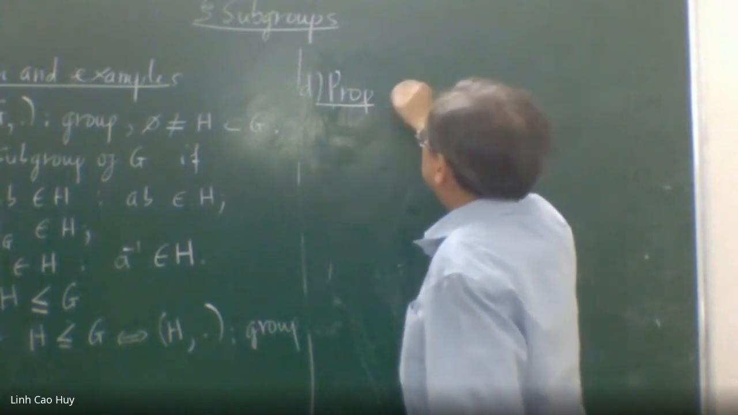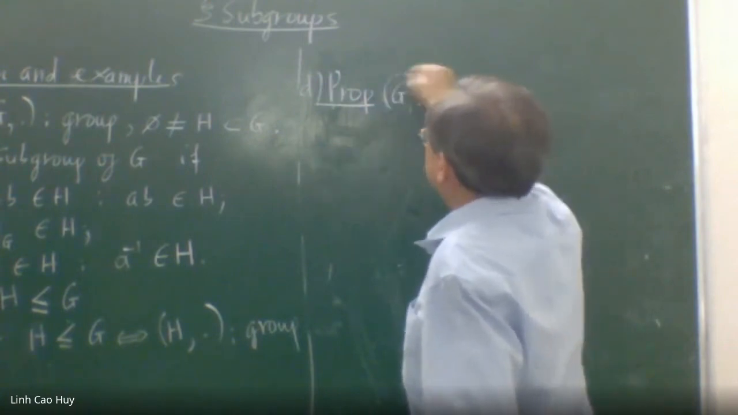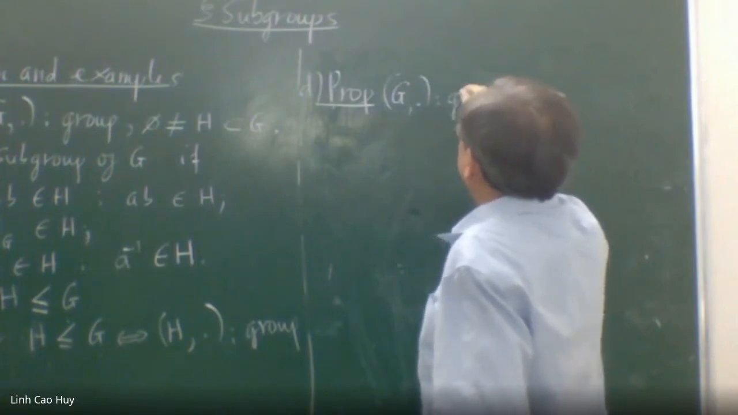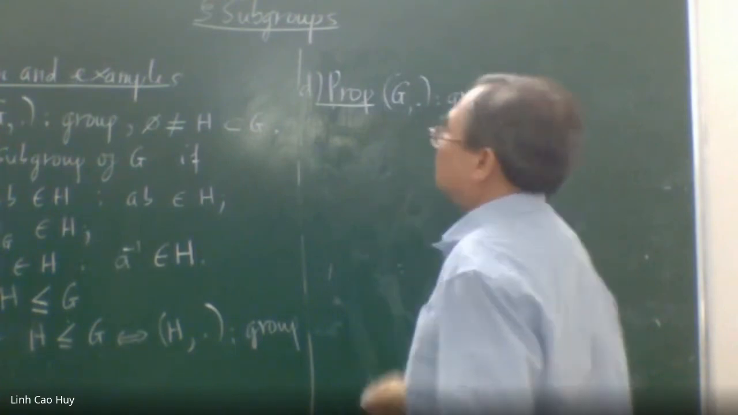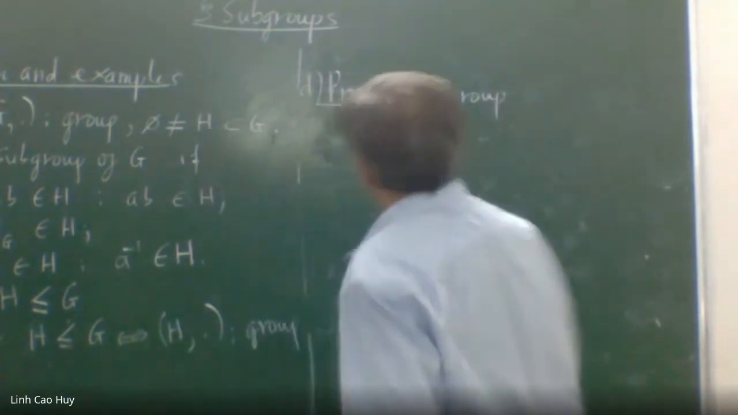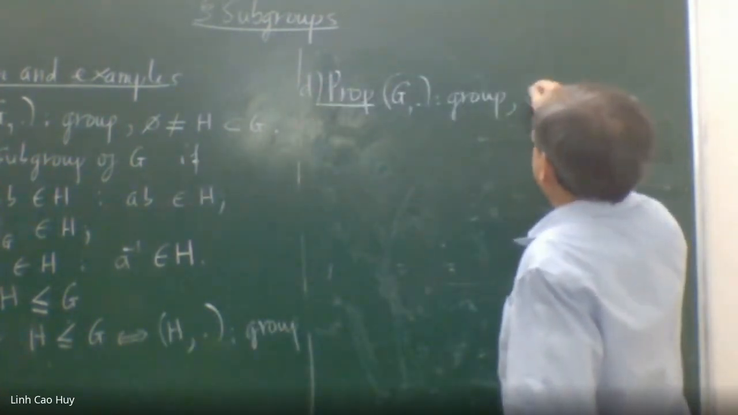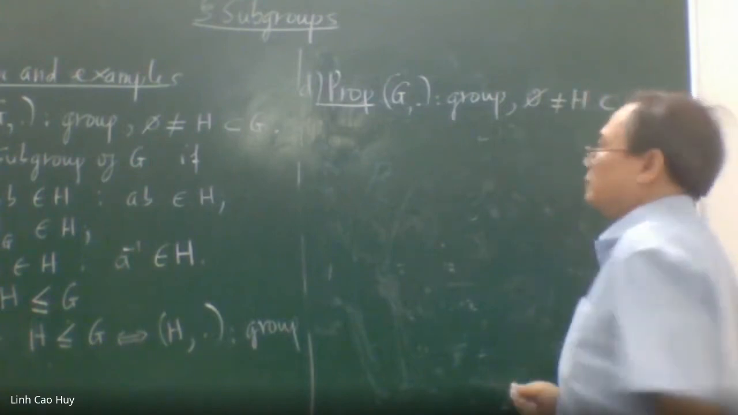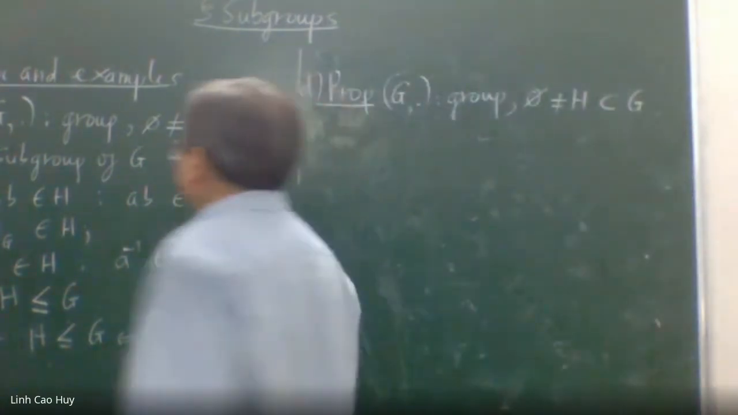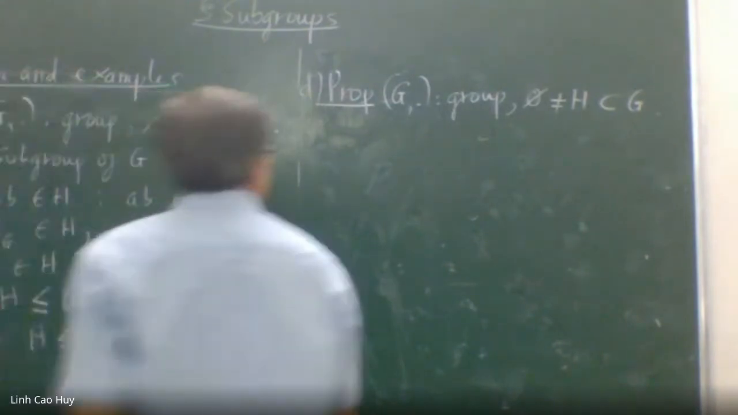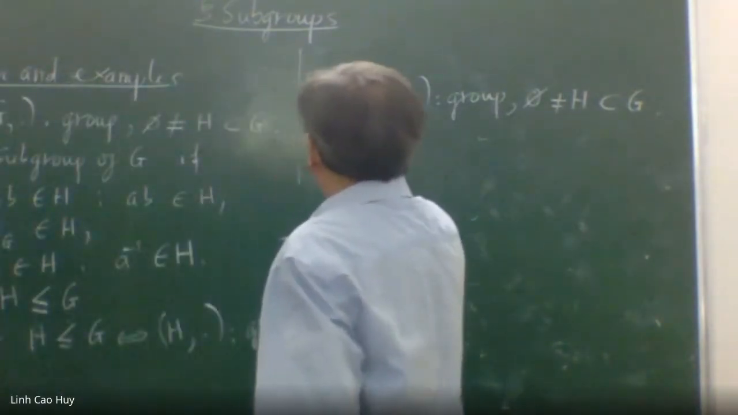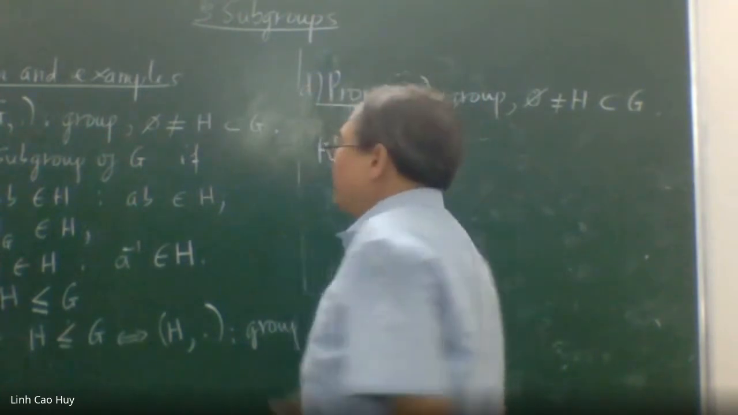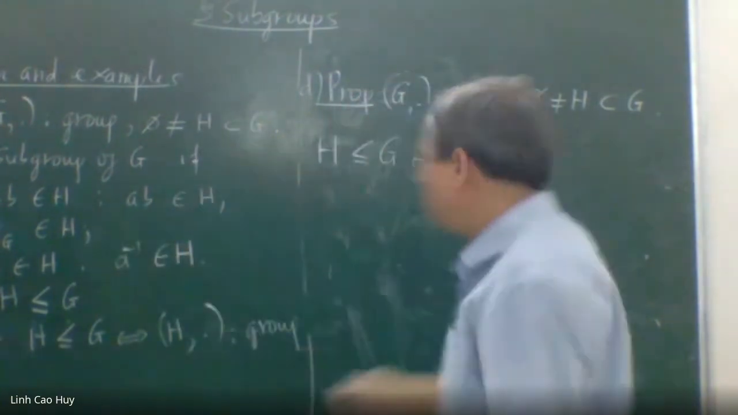Now, we suppose that G along multiplication is a group, and X is a non-empty subset of G. Then X is a subgroup of G if and only if it satisfies just two conditions.